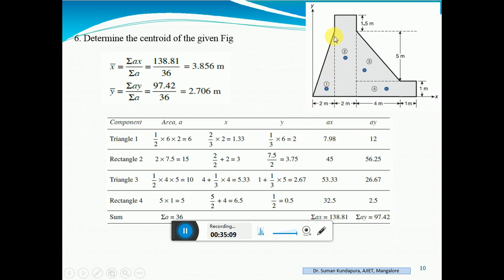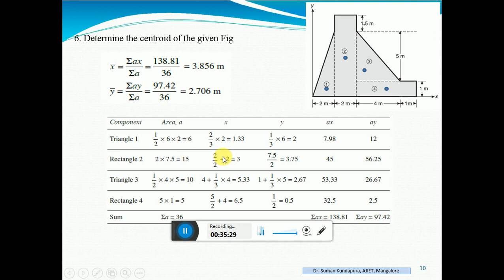Next move on to the rectangle. Rectangle area is 2 into this whole height. What is the whole height? 1.5 plus 5 plus 1, 8.5, 6.5, 7.5, sorry. 7.5 into 2 is the area.